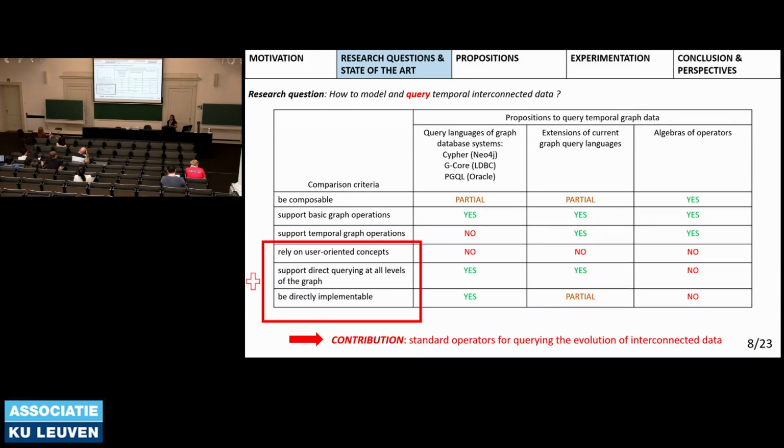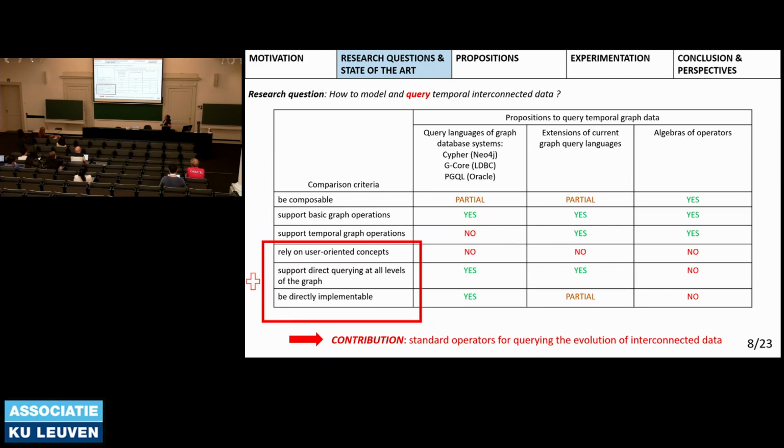We also decided to add 3 comparison criteria to meet the needs of designers and developers. So a solution must rely on user-oriented concepts instead of technical ones, such as those we find in relational algebra, like projection or selection. Also, a solution must support direct querying at all levels of the graph, that is, a single component or a set of components.